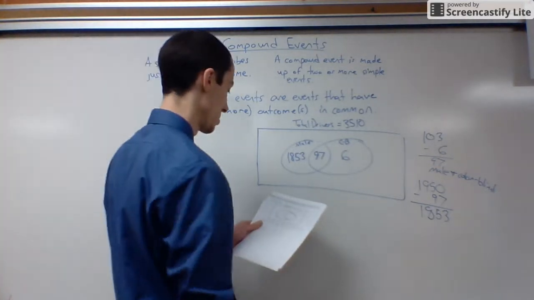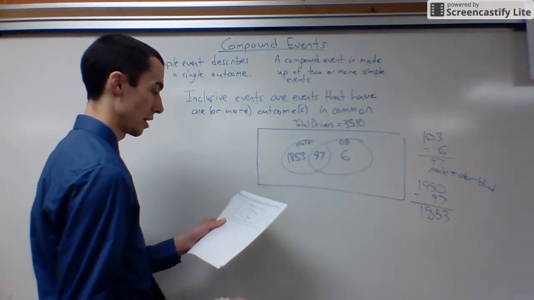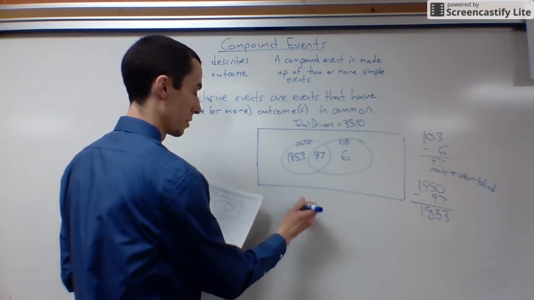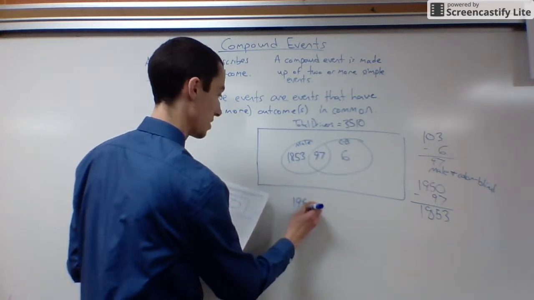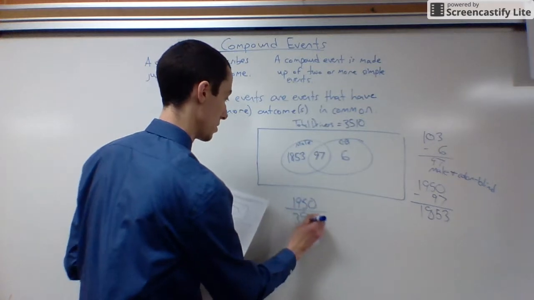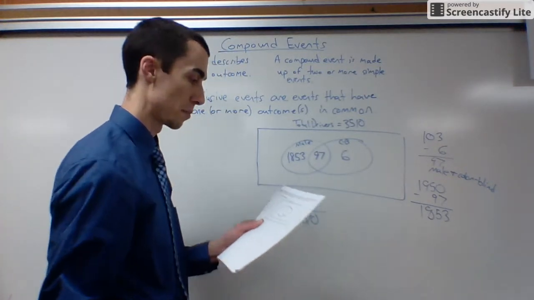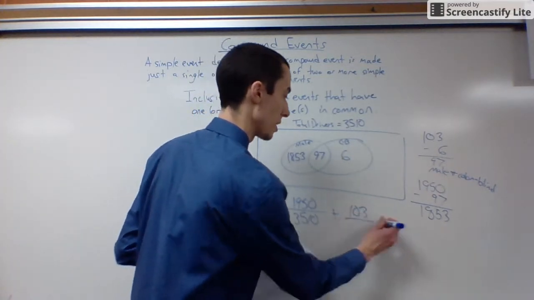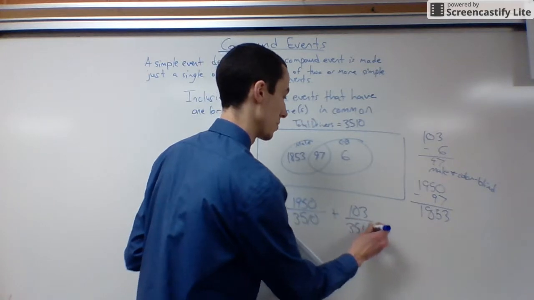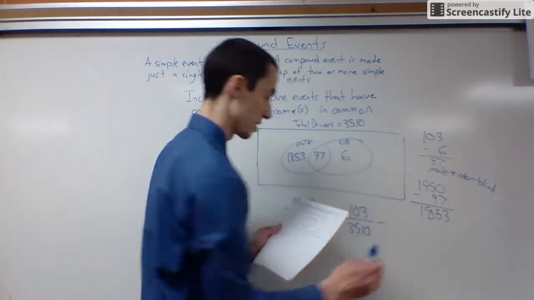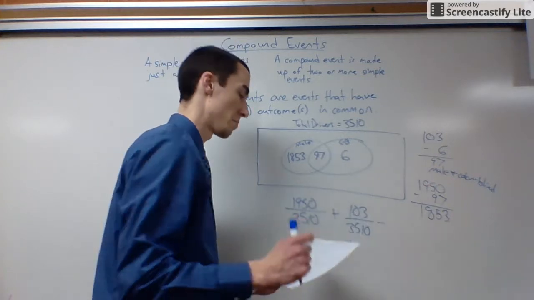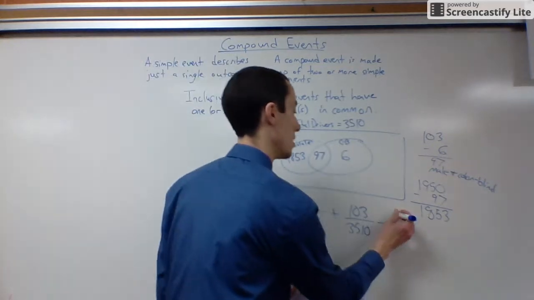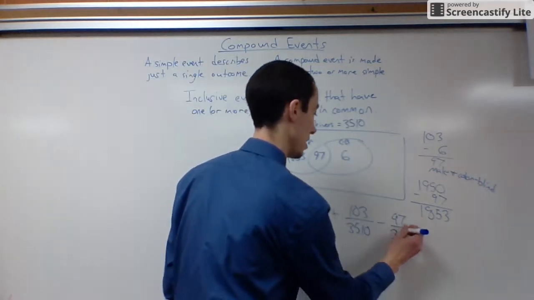So then, using the formula that's already partially printed for you on your sheet, we've got the probability of male. So that would be 1,950 out of 3,510. The probability of colorblind would be the 103 total colorblind out of 3,510, minus the probability of being both male and colorblind, which is this middle intersecting region here, giving us 97 out of 3,510.